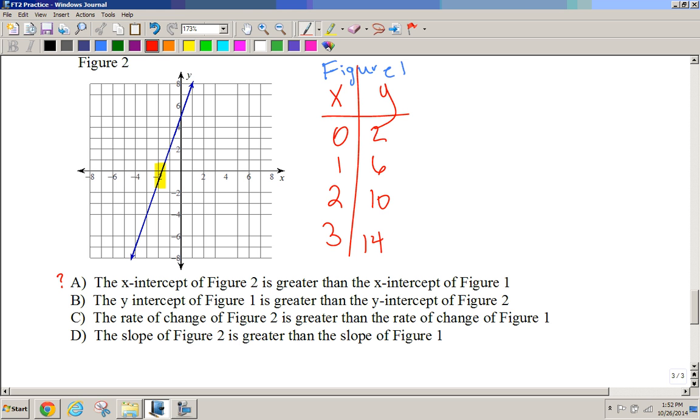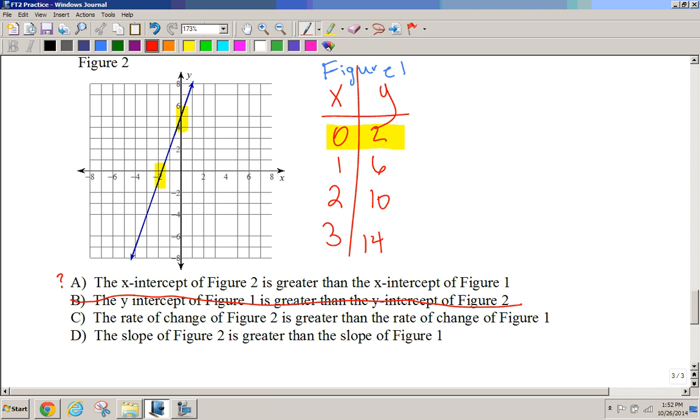Choice B, the y-intercept of Figure 1. The y-intercept is where x is 0, so our y-intercept is 2 in Figure 1, is greater than the y-intercept of Figure 2. Well, here's our y-intercept in Figure 2. It's between 6 and 4, so 5. So is 2 a greater number than 5? No, of course not. So mark out choice B. It's not going to be the right answer.